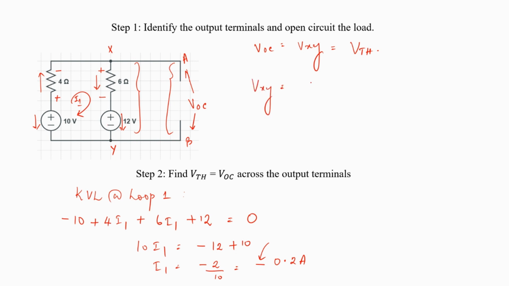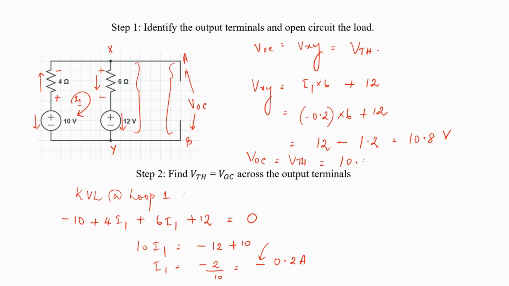Vxy can be written as I1 into 6 ohms plus 12 volts. So what is I1 here? I1 is minus 0.2 into 6 plus 12. So that is 12 minus 1.2, which is 10.8 volts. So therefore, I have obtained my VOC, which is nothing but my Thevenin's voltage, as 10.8 volts. So this is my second step.